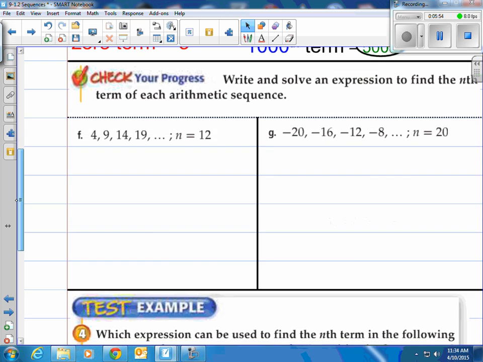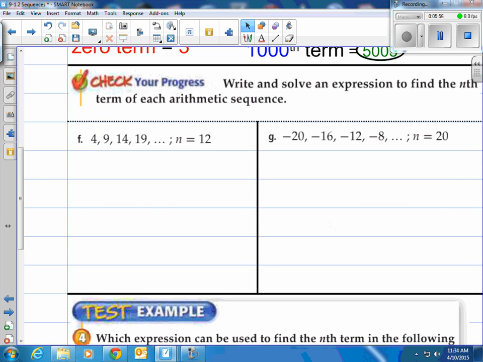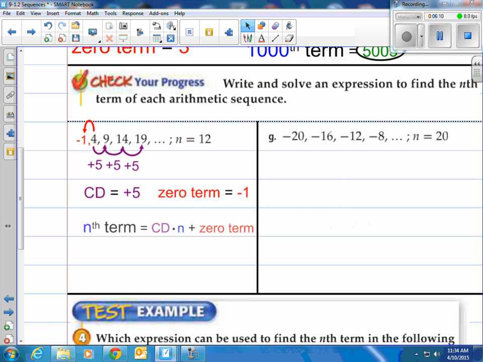All right, how about you give it a shot? Come on back, see how you did. It says, write and solve an expression to find the nth term of each arithmetic sequence. Here the sequences are. I see that I have a common difference of 5, and then I have a 0 term of -1, so I plug those in to this wonderful formula. So the 12th term will be 5 times 12 plus -1. Again, that's the common difference and the 0 term being put into that formula. And then, of course, that's going to be 60 minus 1, which is 59.